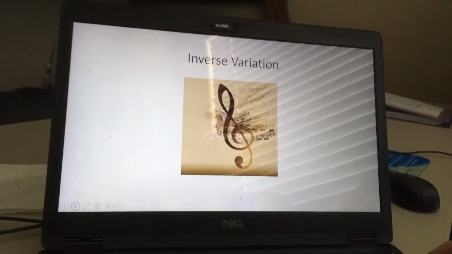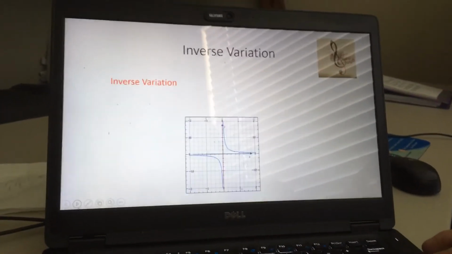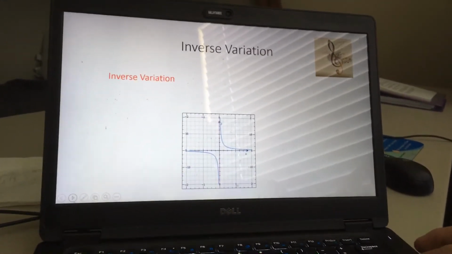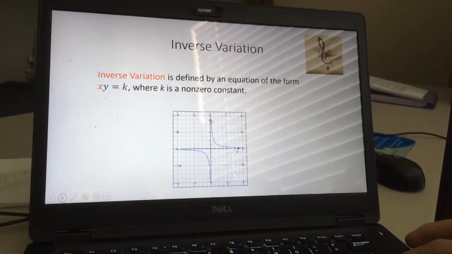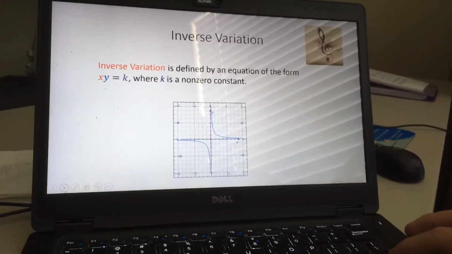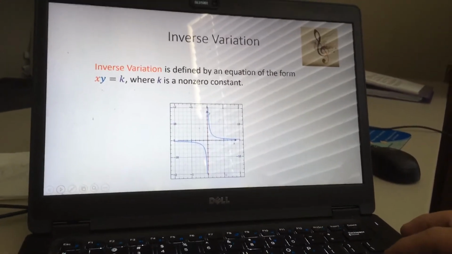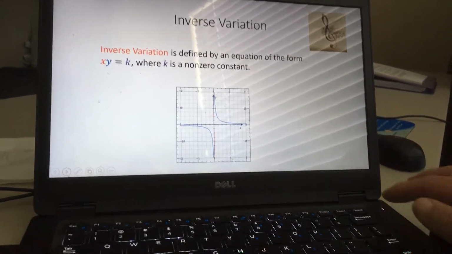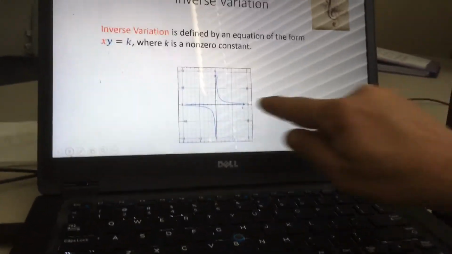Okay, hey, this is inverse variation. What inverse variation looks like is this here. It's actually a rational function graph. You'll learn more about that. And it's defined this way: x times y equals k, as long as k is a non-zero constant. That makes sense because you have asymptotes there at the zero lines.